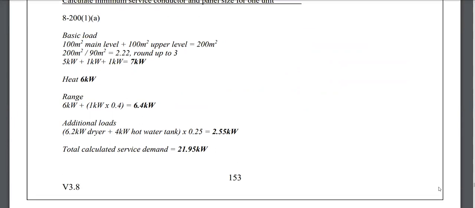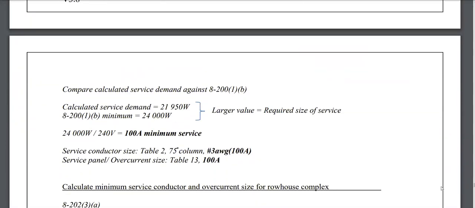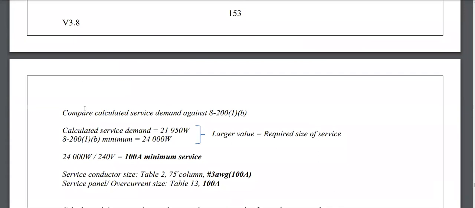Let's continue on. Is that the minimum required for a single dwelling? And the answer is no, it isn't, because we have to compare the calculated service demand against 1B. The minimum given, or the default sometimes, is 24,000 watts. And so the larger value is required to size that consumer service, which means divided by 240, it requires a 100 amp minimum service. Table 2, number 3 OG, 100 amps, and we take the 100 amps to the table 13 to get a 100 amp overcurrent.